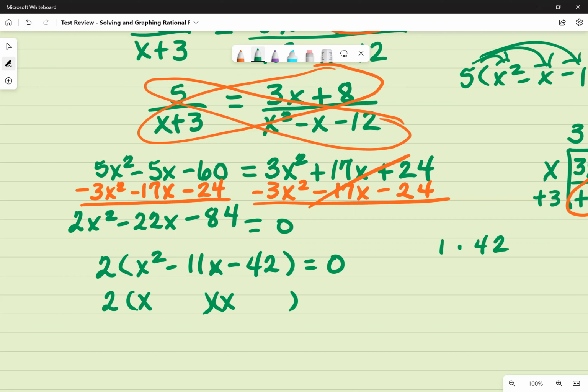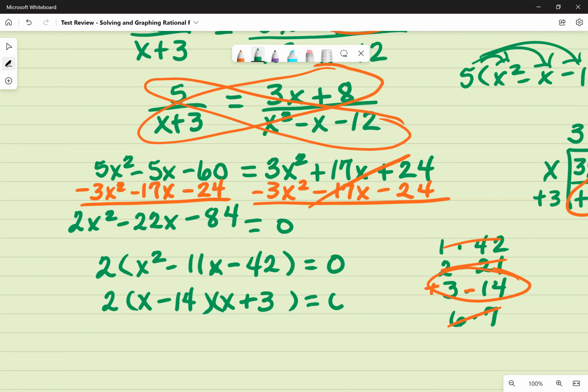So we have 1 times 42, 2 times 21, 3 times 14, and we already said 6 times 7. There's no way that I can add or subtract and get 11 from either of these. So this is the only one. If I manipulate the signs, I could actually get a negative 11 by making this a negative 14, and this is a positive 3. So what I just said, I'm going to put that inside of my parentheses.